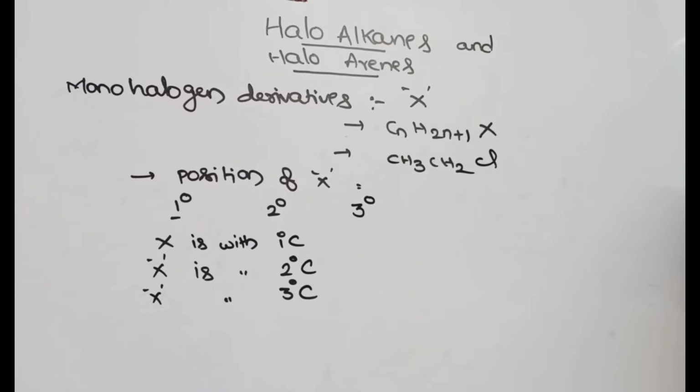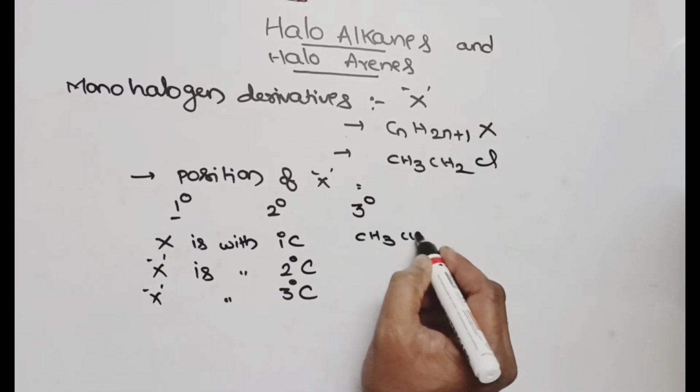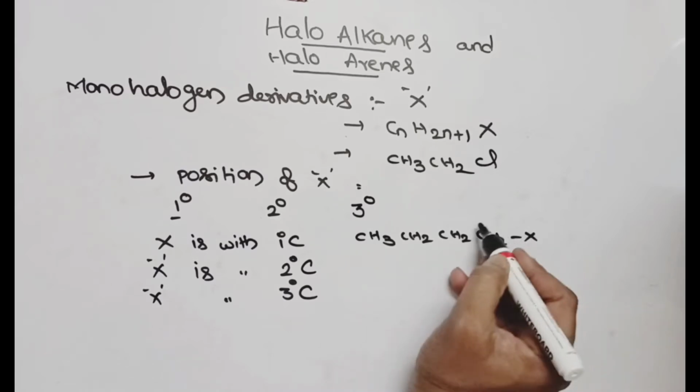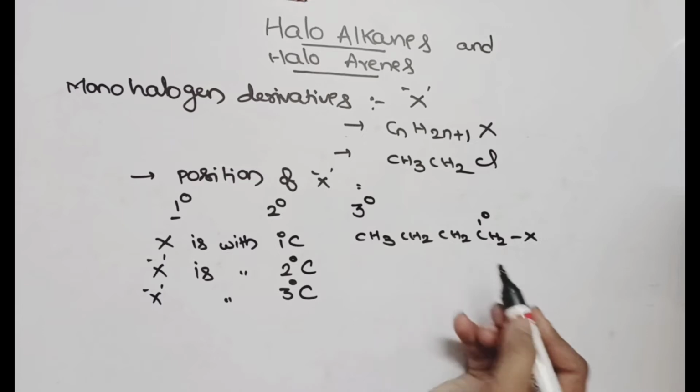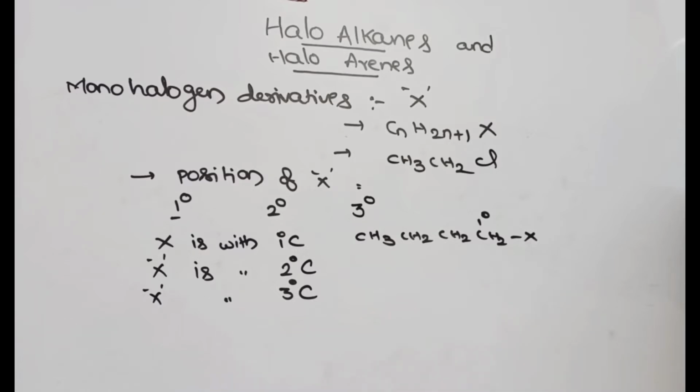Primary monohalogen derivative consists of halogen on primary carbon. In secondary halogen derivative, halogen is present on secondary carbon. In tertiary monohalogen derivative, halogen is with the tertiary carbon. For example, this is primary carbon. Carbon with one carbon is known as primary carbon. Carbon with another two carbon atoms is known as secondary carbon. Carbon with another three carbon atoms is known as a tertiary carbon.